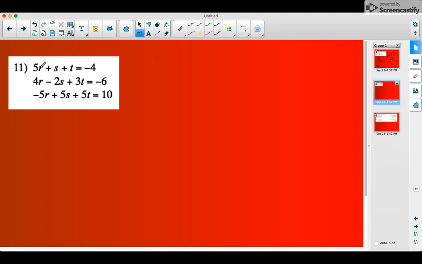All right, another example for you. So again, we're trying to eliminate and figure out what R, S, and T need to be. So first things first, we always label our equations. I always label them A, B, C just because it's a little easier. It doesn't really matter what you choose.